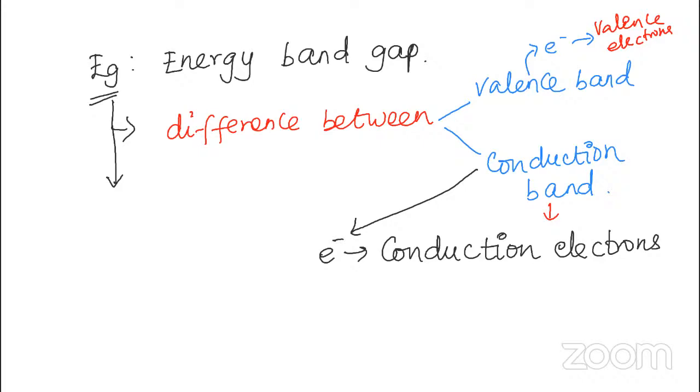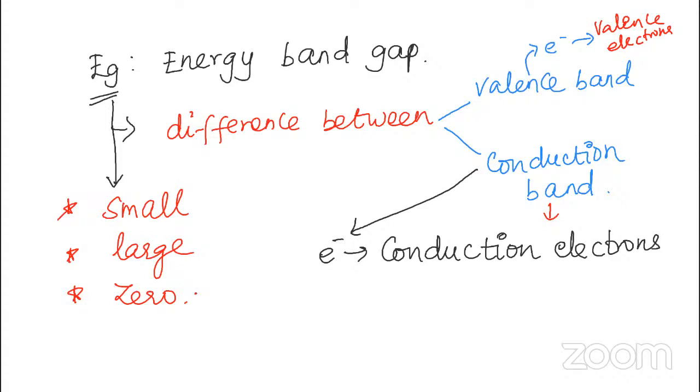The Eg value may be small, or large, or sometimes it may be 0. Based on the energy band gap value, we can classify the materials. Whether the energy band gap is 0, large, or small, that is what we will see next.